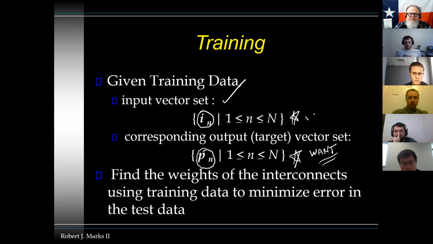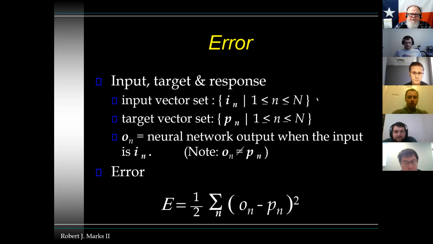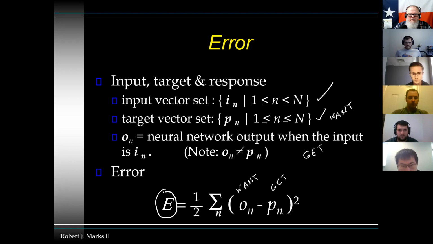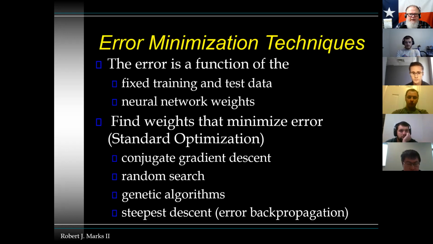We would like the neural network, given these inputs, to give out what we want. And the question, at least in the rudimentary sense, is to find the weights of the interconnects using training data to minimize the error of the test data. So we have the inputs, we have the target value, this is what you want. But the neural network is not going to give you what you want, it's what you get, okay? And we would like to make the output, what you get, equal to what you want. And the error between the two is what you want minus what you get. And you square that, and that is the corresponding error of that set of weights. So you'd like to adjust the weights to make this error a little bit smaller. And that's a vanilla explanation of how to train a neural network.